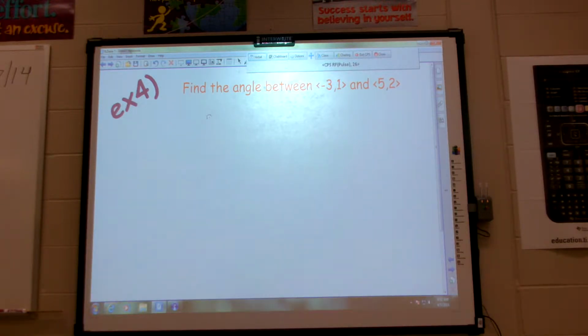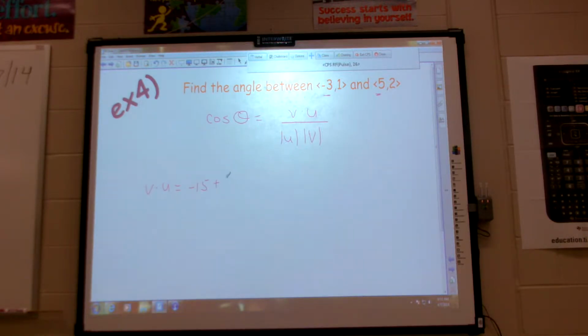Okay, we know that cosine of theta is v dot u over the magnitude of u times the magnitude of v. You with me there? So we need to find all this information. So v dot u, what are you going to multiply the first two? Negative 15. What are you going to multiply the second one? 2. So v dot u is negative 13, right? You with me there?